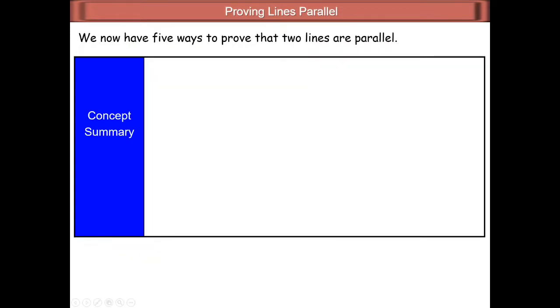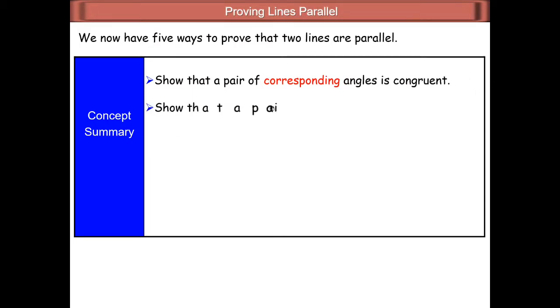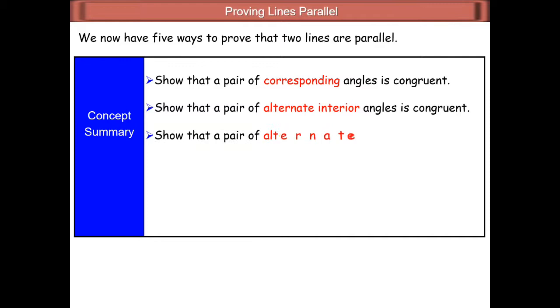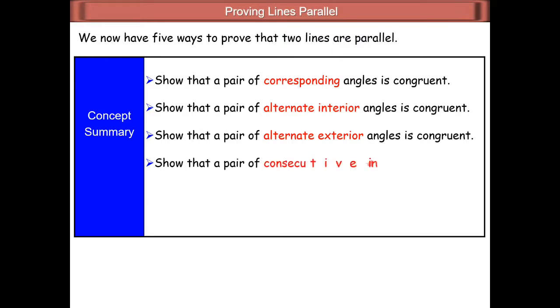So now we have 5 different ways to prove that two lines are parallel. We can show that a pair of corresponding angles is congruent. We can show that a pair of alternate interior angles is congruent. We can show that a pair of alternate exterior angles is congruent. We can show that a pair of consecutive interior angles is supplementary, not congruent.